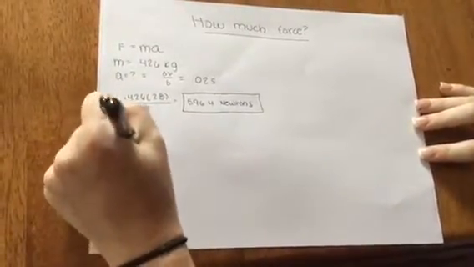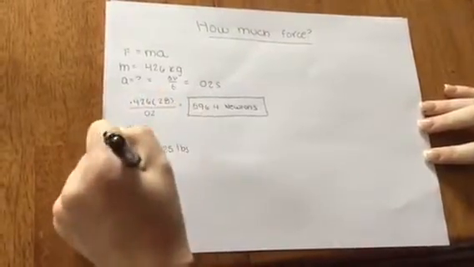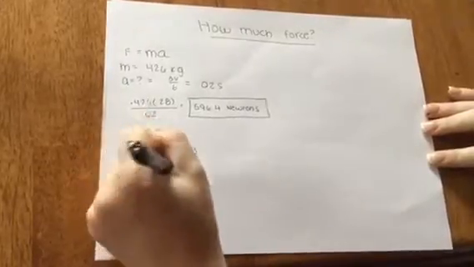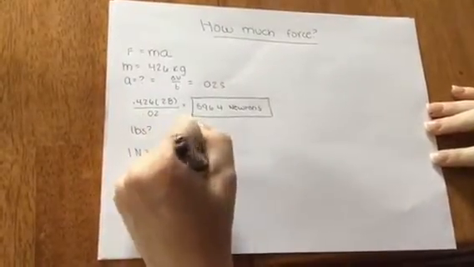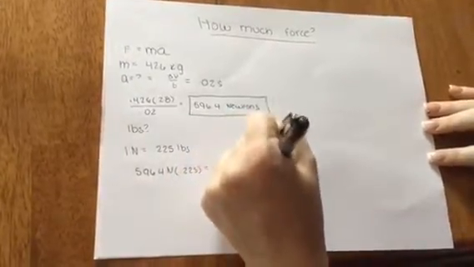To convert this into pounds of force, we know that 1 newton equals approximately 0.225 pounds. Therefore, you multiply 596.4 times 0.225 to get 134.2 pounds of force. That's a lot of force.